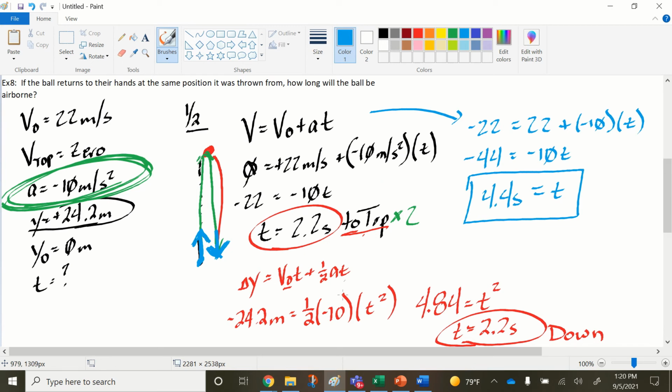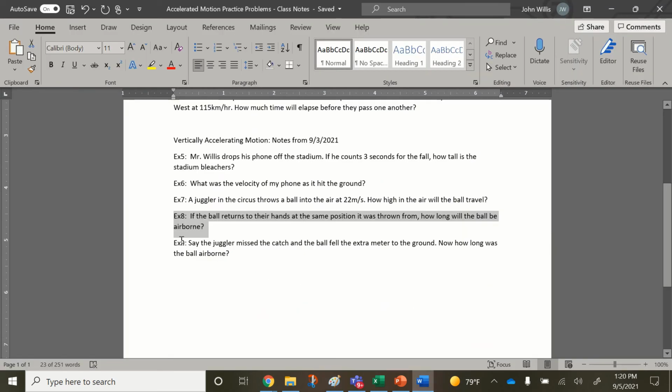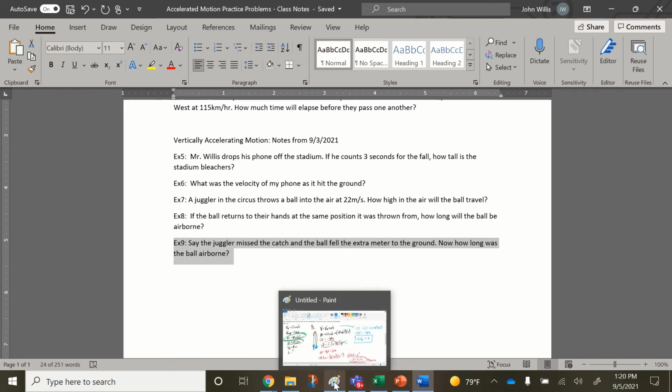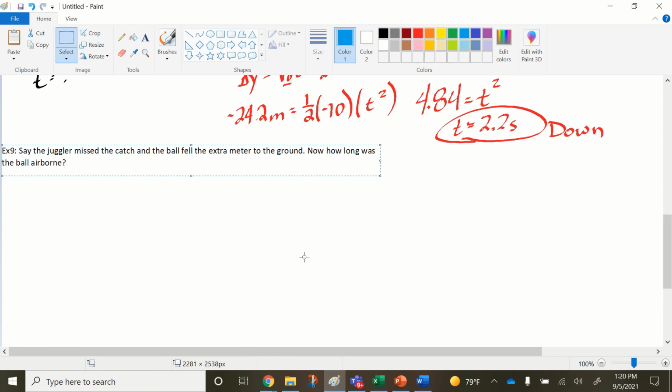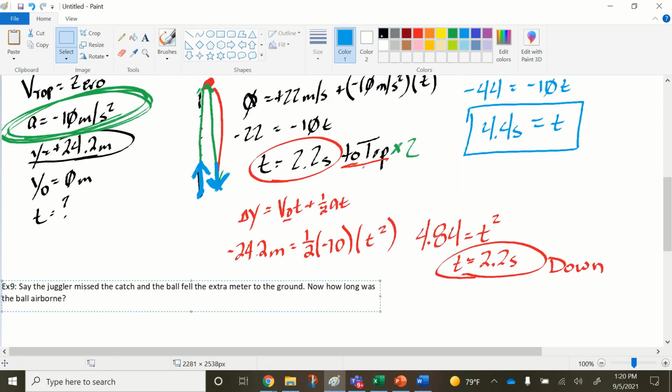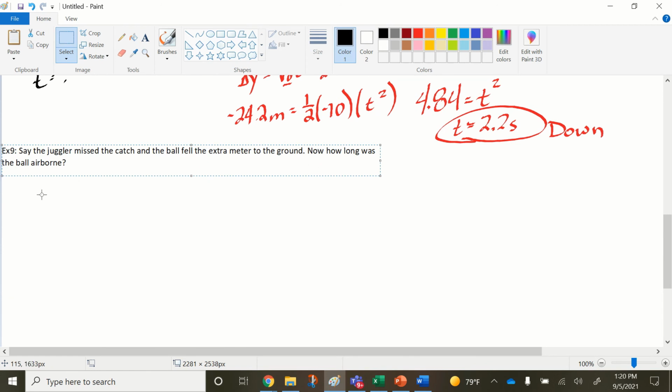That being said, let's move on to example problem number 9. This is the last one. If the juggler missed the ball and it was allowed to continue falling for an extra meter, what would be the total time in air? So here's one of the things that you could do. Again, there's multiple ways you could do this. So, I don't know, style 1 or version 1.